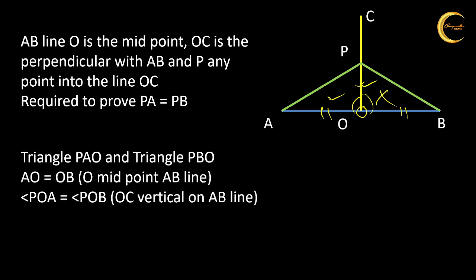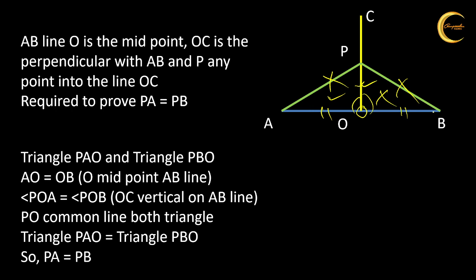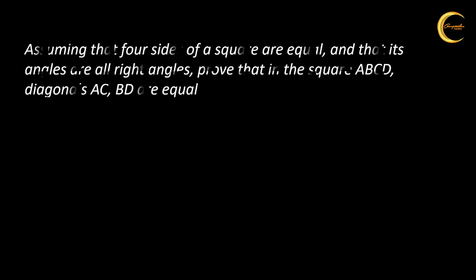So we can say these two triangles are equal in all respects. So this line PA equals this line PB. It is a simple problem, and it is proved. Now come to the next problem.